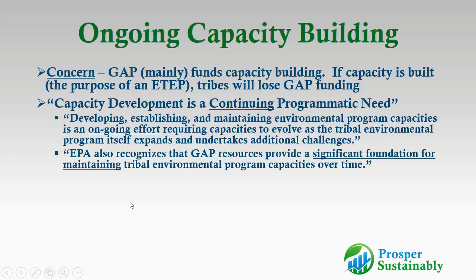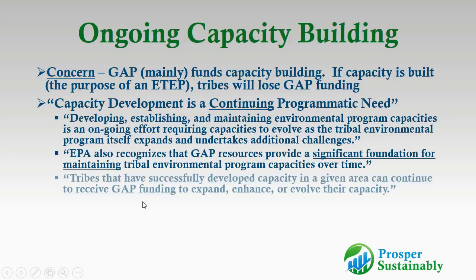So the EPA is not looking to defund you. They're not looking to get you to a certain point and then take away your funding. They understand that you need this funding on an ongoing basis. So the EPA recognizes this constraint and is actually trying to work with tribes. Another quote: the tribes that have successfully developed capacity in a given area can continue to receive GAP funding to expand, enhance, or evolve their capacity.